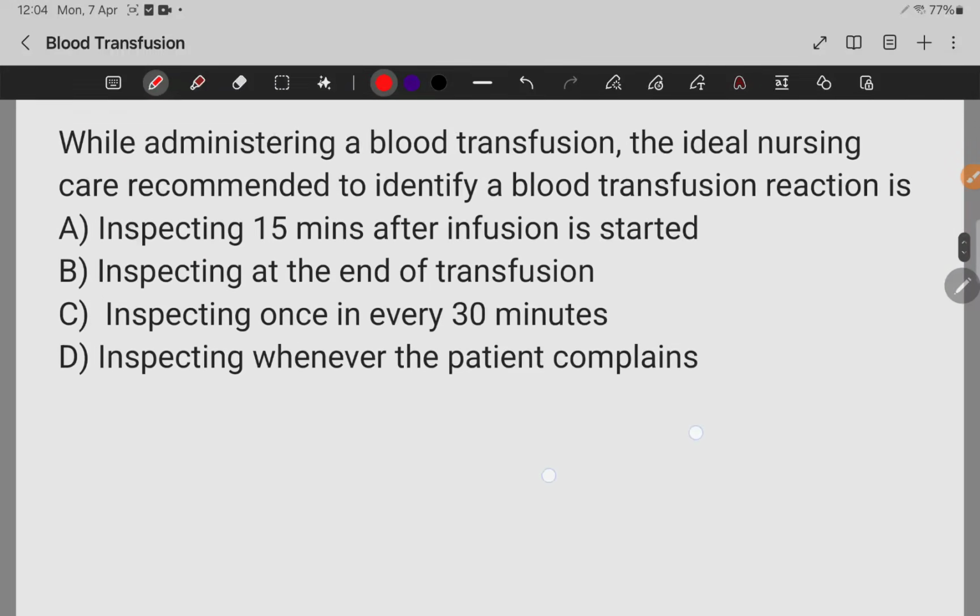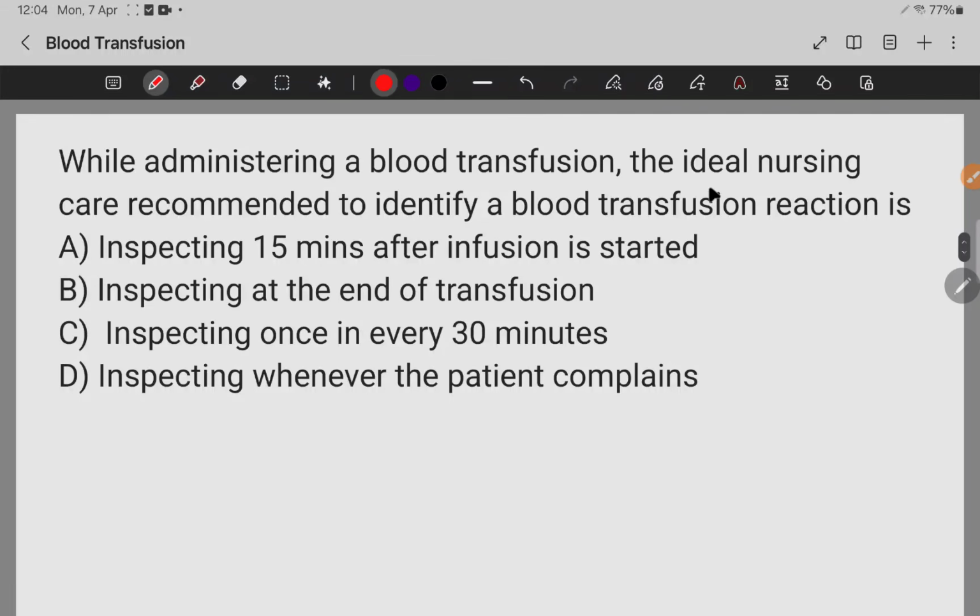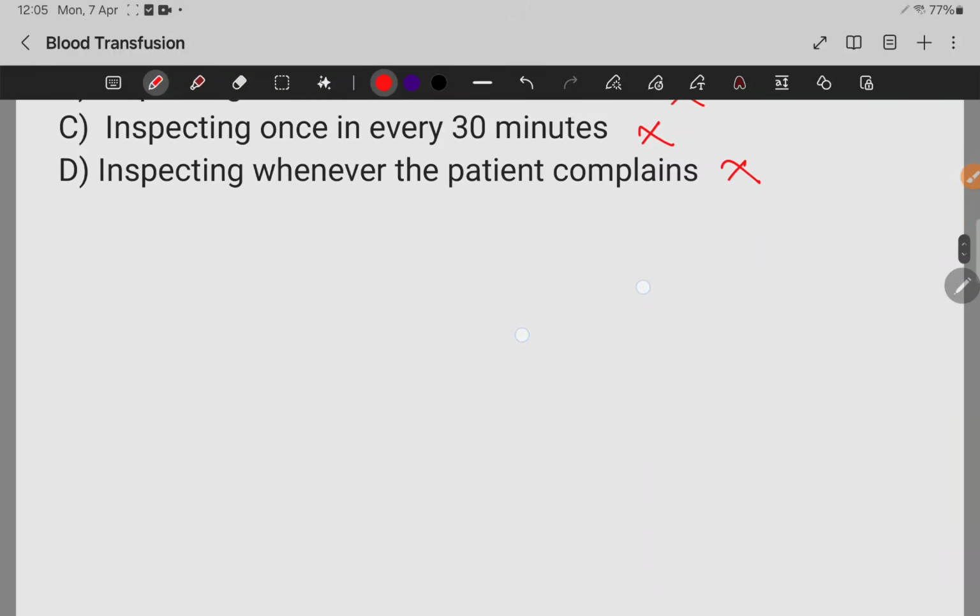Next question is, while administering a blood transfusion, the ideal nursing care recommended to identify blood transfusion reaction is inspecting 15 minutes after infusion is starting, inspecting at the end of transfusion, inspecting once every 30 minutes, inspecting whenever the patient complains. So this is wrong, this is wrong, this is wrong. Correct option is option 1.